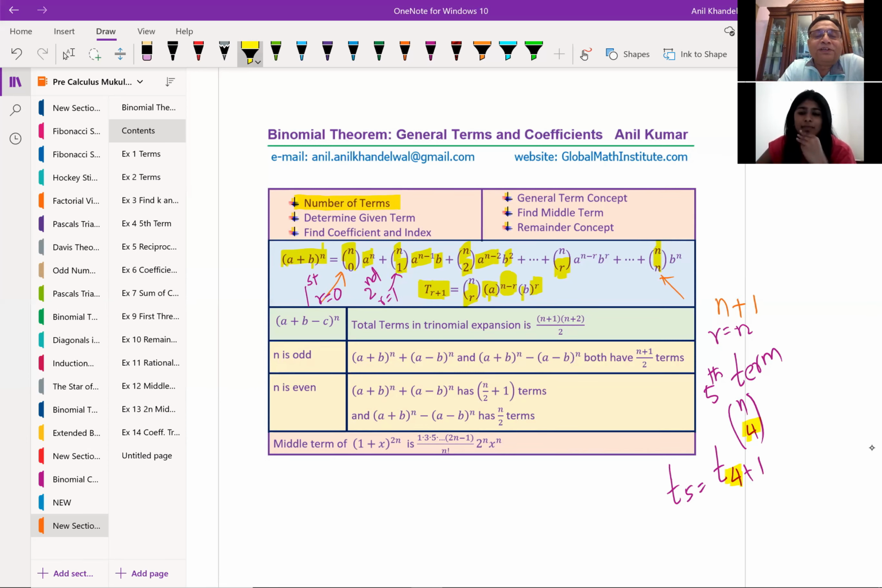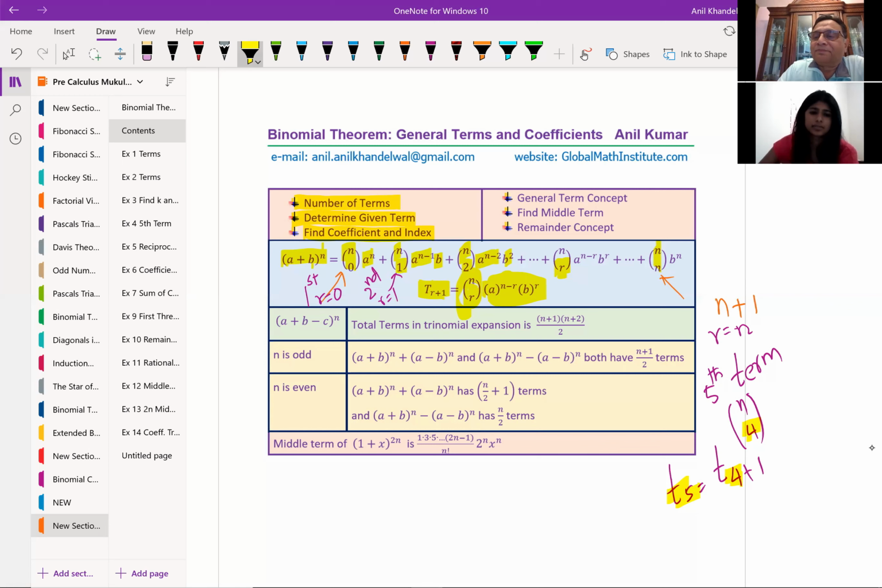Then we will also see how to determine a given term. The fifth term, just as I was saying, means you have to choose n choose 4, so the r value should be 4. Sometimes a mistake happens, and it may be very expensive. Then find the coefficient of the index. So when I ask what is the coefficient of a to the power of 3, b to the power of 2, when we have a plus b to the power of 5, then n choose r is the coefficient in this case, which we may have to figure out.